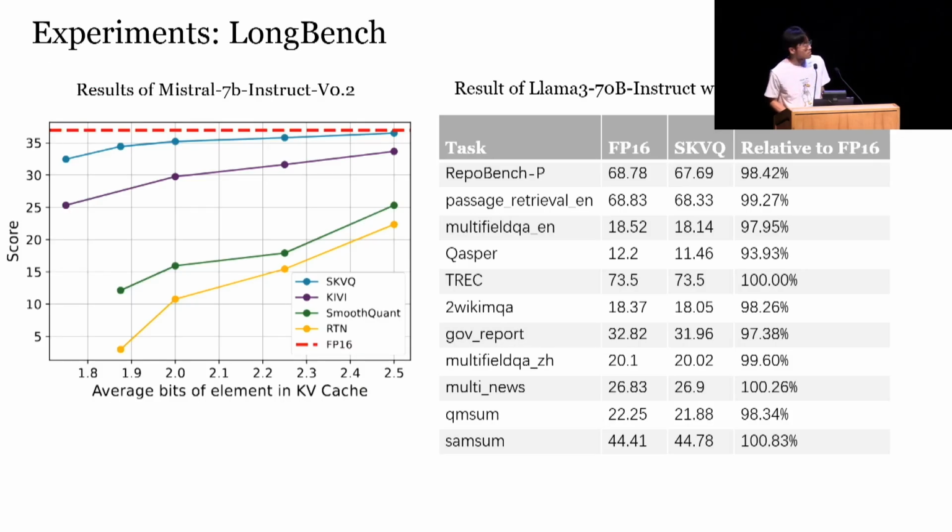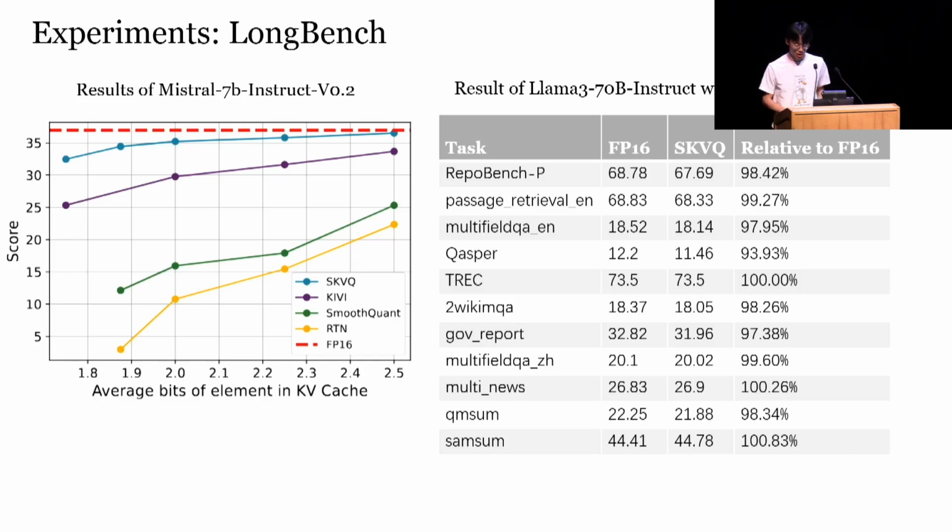And it comes to the experiments. Since KV cache quantization is mainly meaningful in long context scenarios, we use the long context benchmark, LongBench, for testing. This benchmark contains various types of tasks, which is consistent with real-world scenarios. Experiment results on Mistral 7 billion show that our method consistently outperforms the existing method at various average bits, and at around 2 bits, it's close to the full precision baseline.